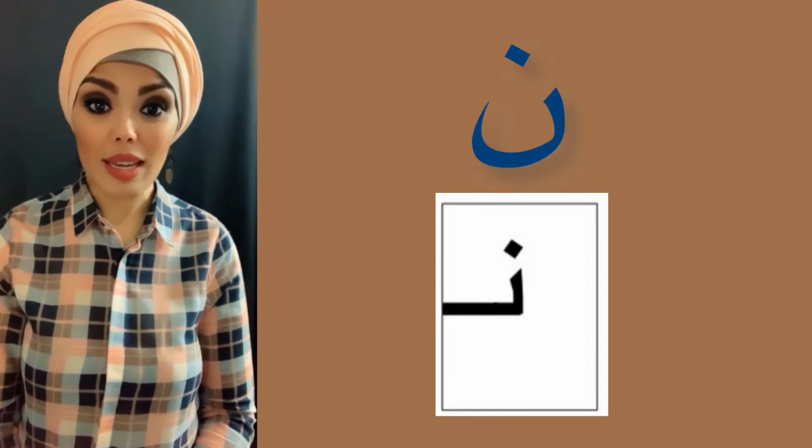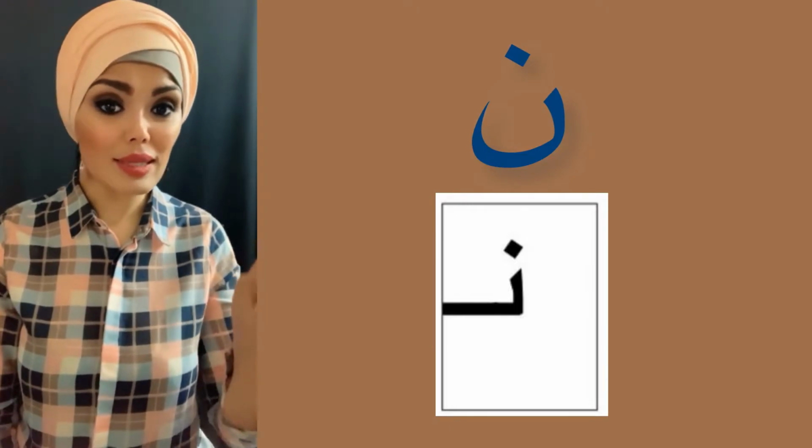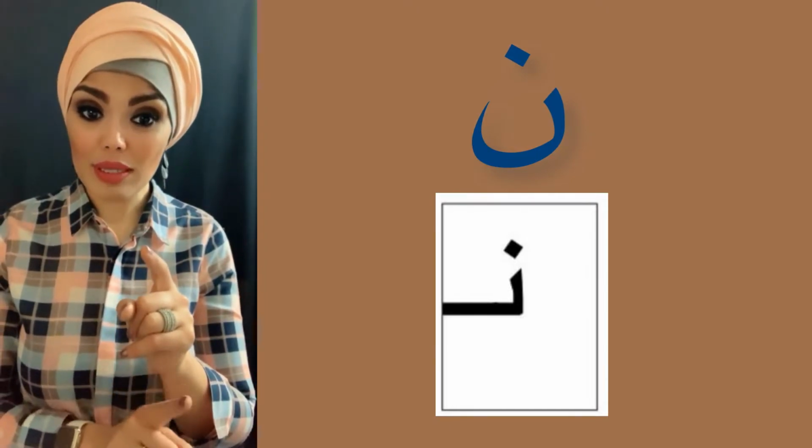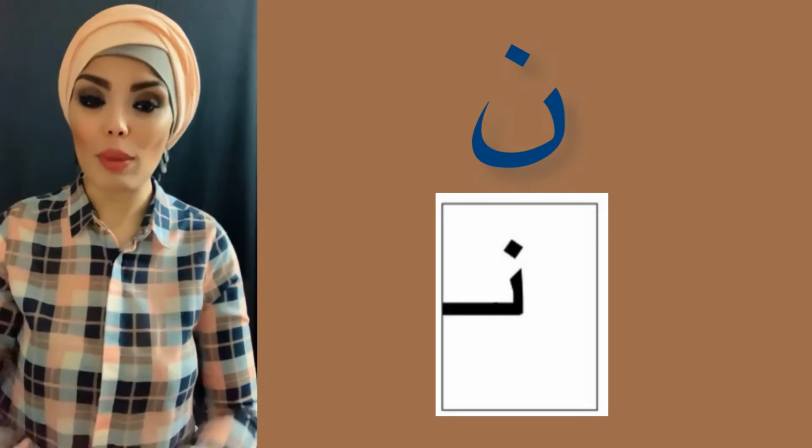Let's have a look at how to write the letter Noon when it is separate. You have the full cup rounded. Noon at the beginning of the word, as you could see, is very similar to the letter Ba, but instead of the dot down, it will have the dot on top.